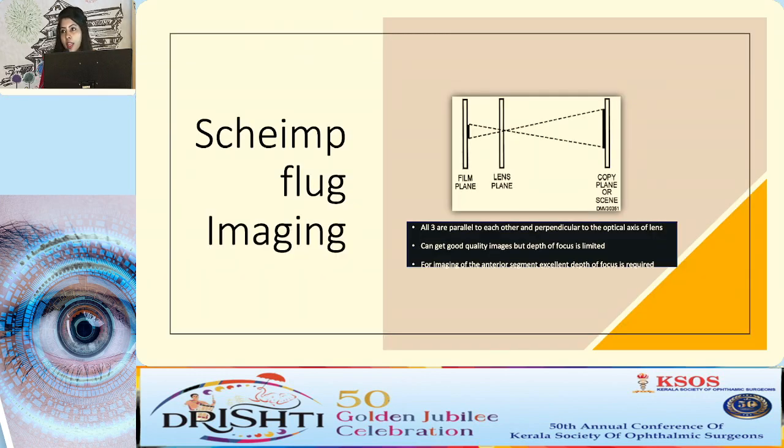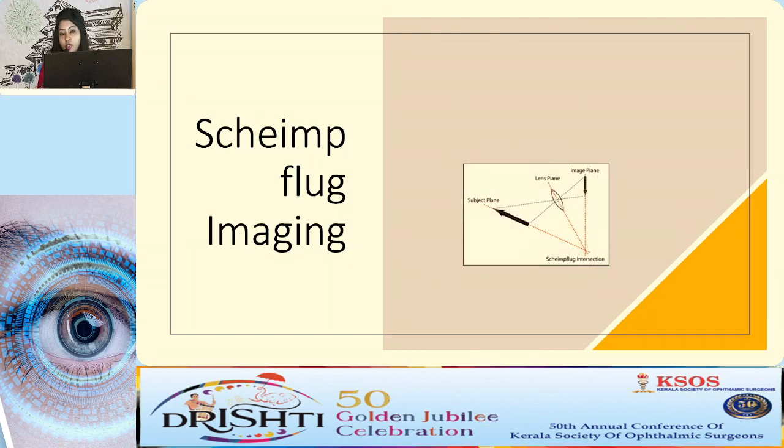So whenever we are taking a photo with a camera, the film plane, the lens plane and the subject plane are all parallel to each other. So this helps you get a good quality image. But if you change the lens plane in such a way that they are not parallel to each other, the point of intersection of these three planes produces an image which is of very good quality and with very good depth of focus.